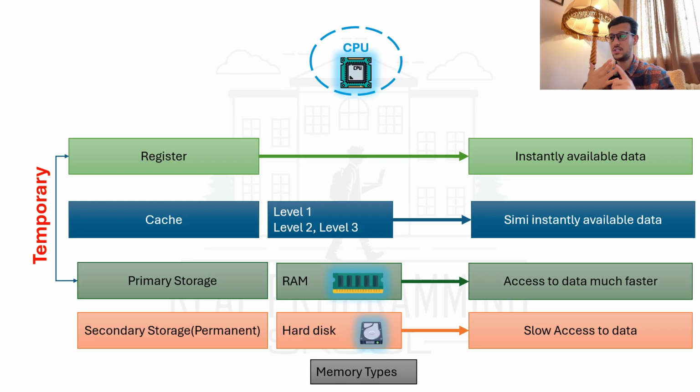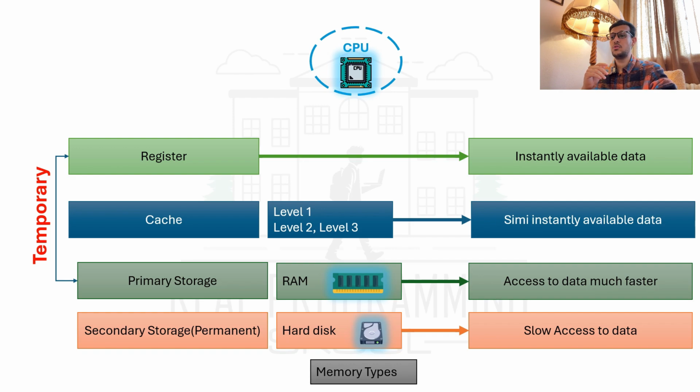Primary storage, cache, register, these three things are faster than the hard disk, but temporary, and they will be deleted any time you turn off your computer or something happens to your computer and it shuts down suddenly.